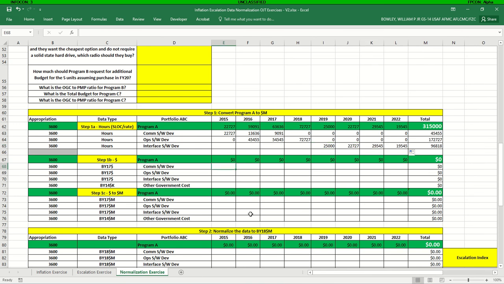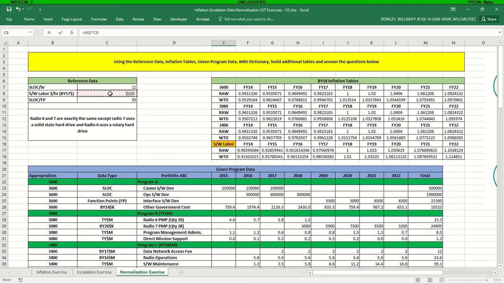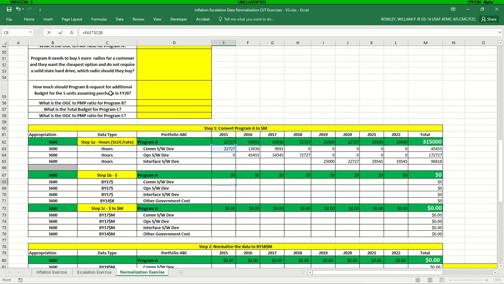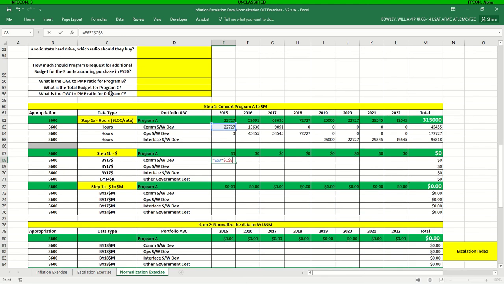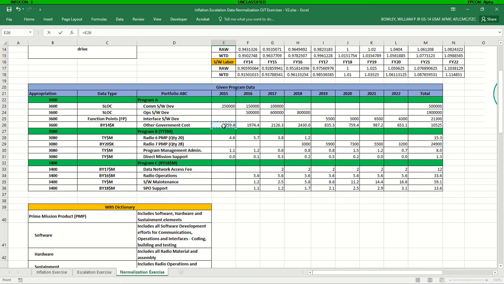Step 1B here is to then convert those hours into dollars. So we're going to multiply the total hours by this hourly labor rate in order to get that. And again, we're going to lock that cell reference because that labor rate's not going to drag. And then we'll be able to drag this formula right over and down to get all those calculations in there pretty quickly. And this last one, other government costs, was already provided in dollars, so we just need to bring it down here to round out our table.